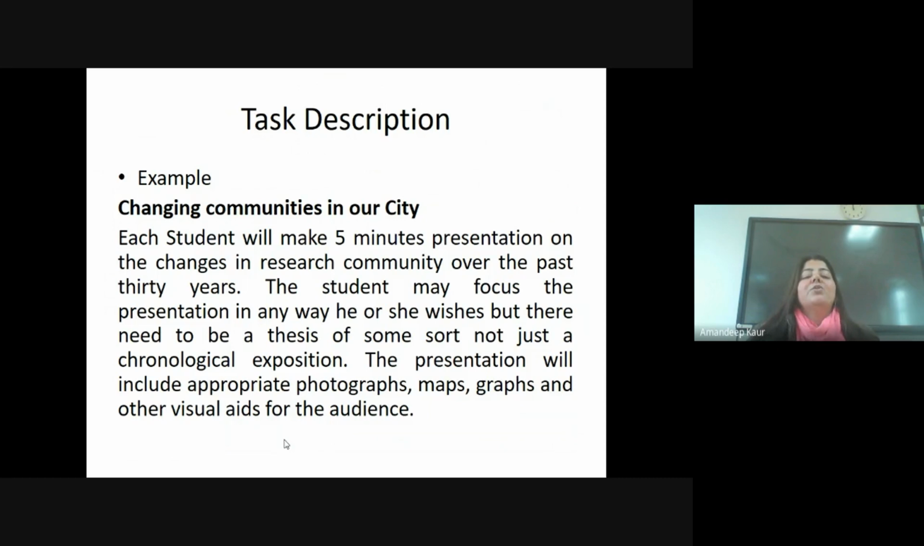So the teacher wants the student to focus on the presentation in whatever way he or she wishes, but at the same time there must be some conclusive statements given by the student rather than just adding information in chronological order. The presentation will also include appropriate photographs, maps, graphs, and other visual aids, specifically for the verbal learner. So task description means the different performance expectations a faculty has of the student, and those expectations need to be labeled under the title task description.